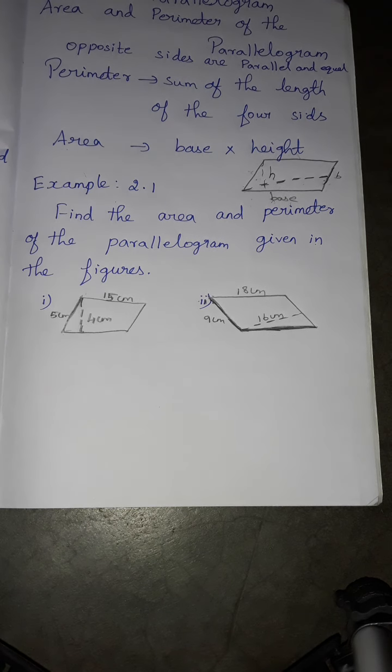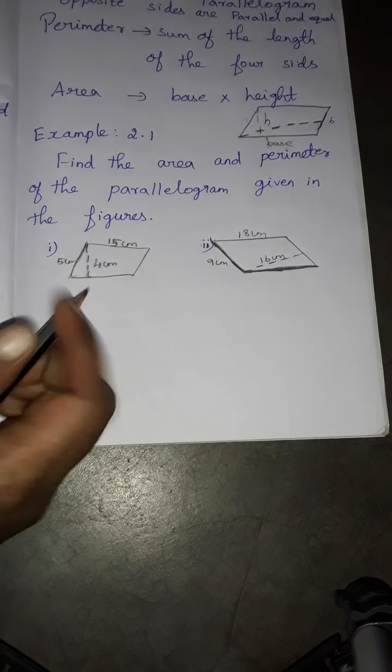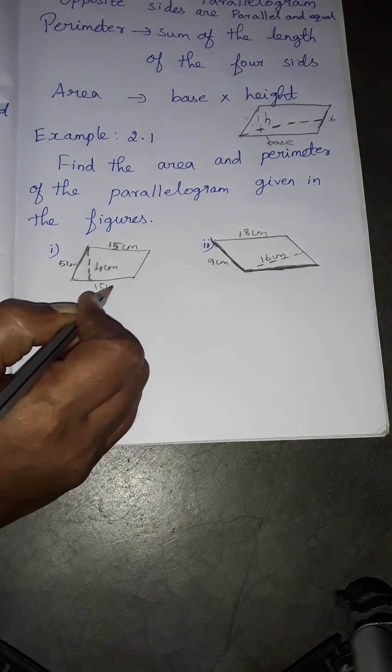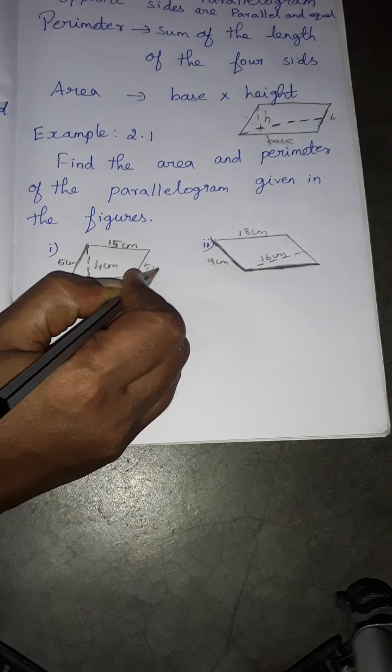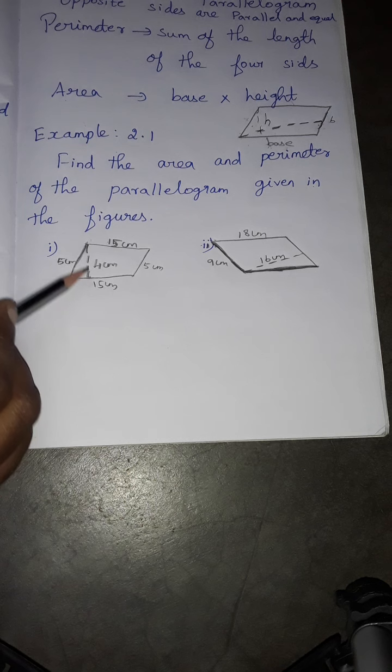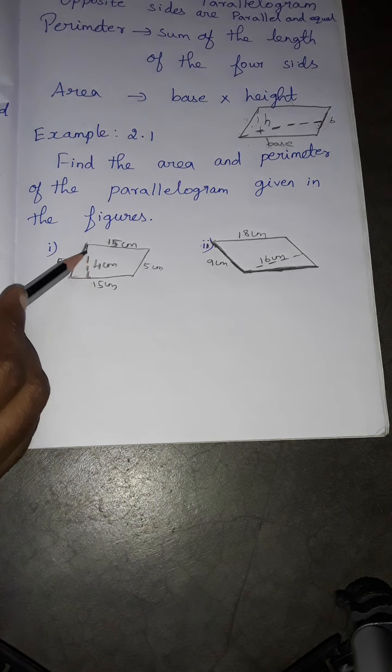Yes, this is the first shape. What is the base? Two bases are also given. This base is 15, this also 15. This is 5 centimeter, this also 5 centimeter. Now, which height is given? Yes, they have given this height.